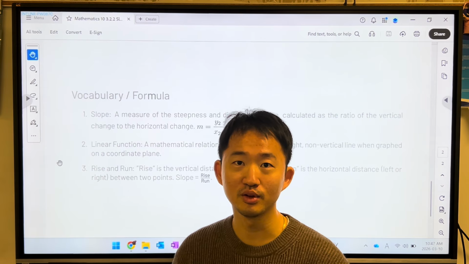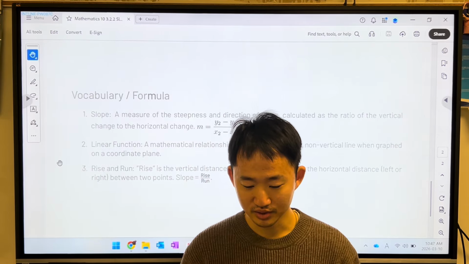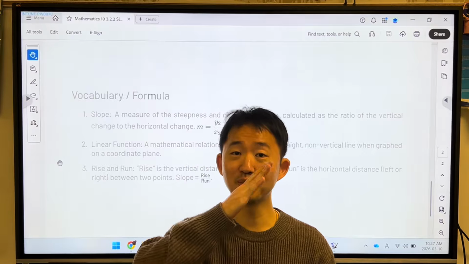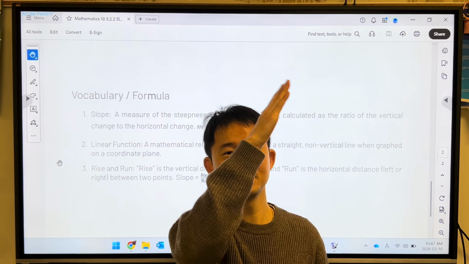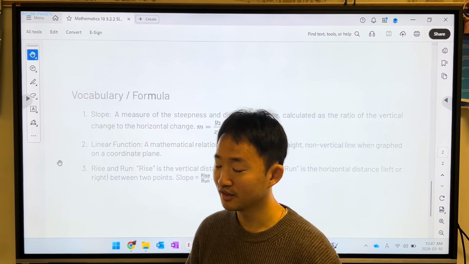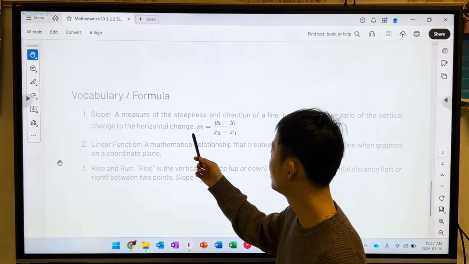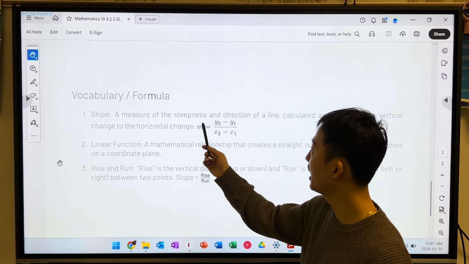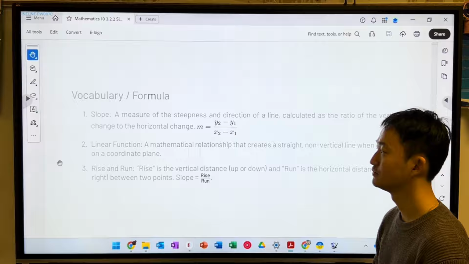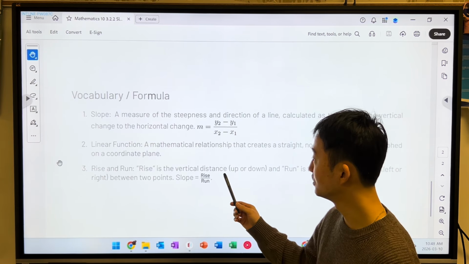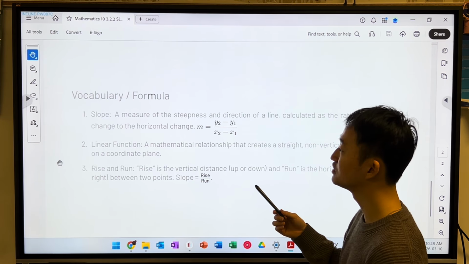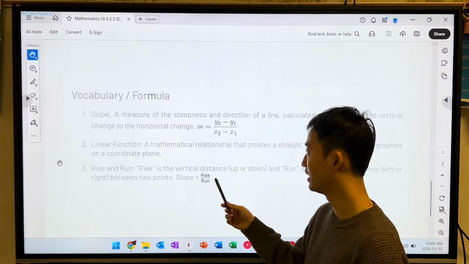So some vocabulary in the formula that we learned today. We learned the slope. The slope is the measure of steepness and direction of the line, whether it's going upwards or going downwards, or if it's super steep or super shallow. And we can calculate it by finding the ratio of the vertical change to the horizontal change. So one of the formulas is m equals y2 minus y1 divided by x2 minus x1. Another way to calculate the slope is by finding the rise and run. The rise is the vertical distance, and the run is the horizontal distance. So the slope is defined as rise over run.